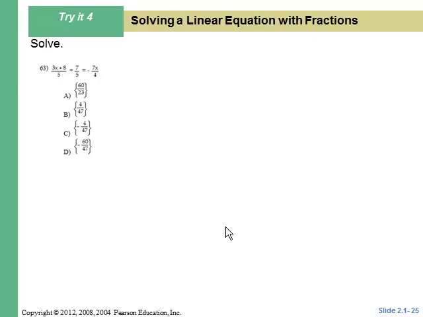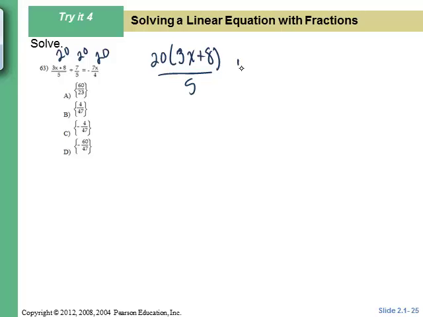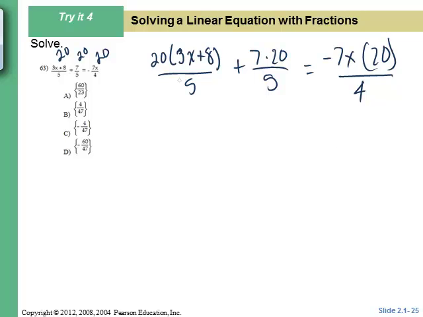I'll wait while you do this one, and then when you're ready, I'll show you how I solved it. Common denominator here is 20, so we're going to multiply everything by 20. 20 times (3x plus 8) over 5 plus 7 times 20 over 5 equals negative 7x times 20 over 4.